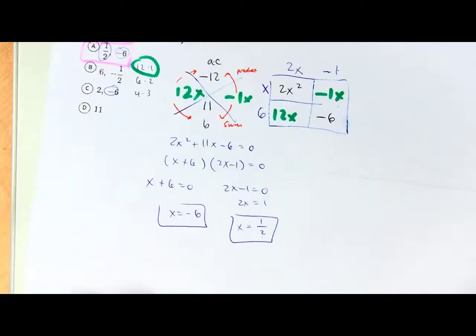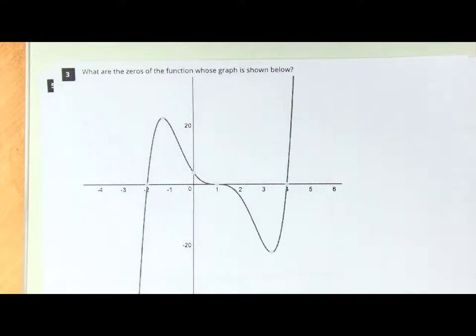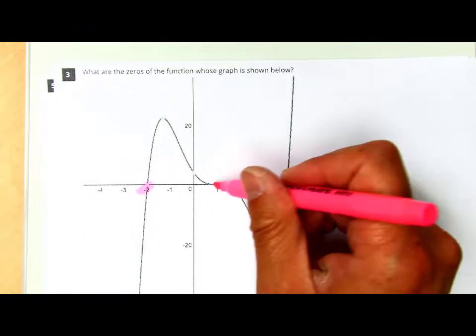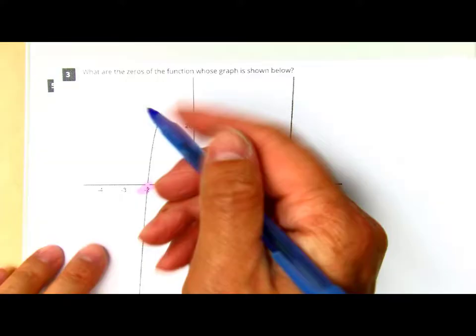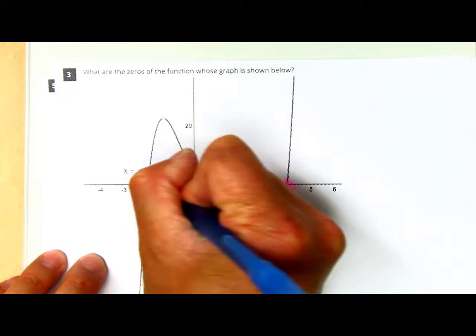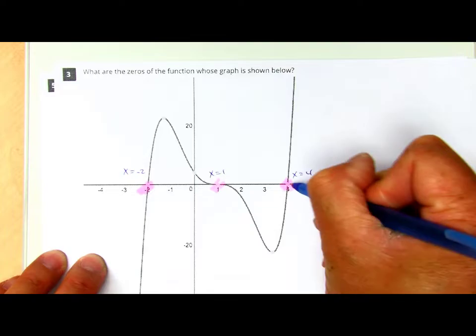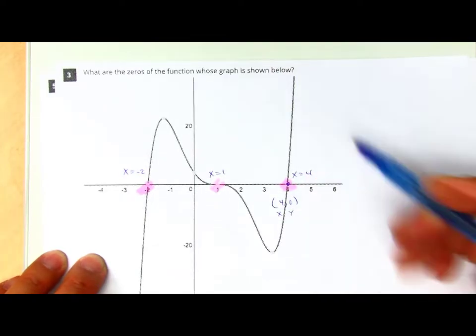All right, let's go on to the next question, number 3. What are the zeros of the function whose graph is shown below? Well, the zeros are where it crosses the x-axis. So I'm going to highlight them. I see one at negative 2, 1, and 4. And these are called zeros. x equals negative 2, x equals 1, and x equals 4. Remember, the ordered pair here is 4, 0. So x, y. My x is 4, my y is 0.